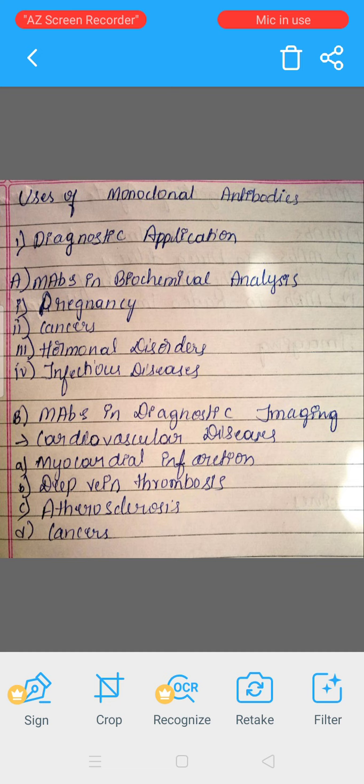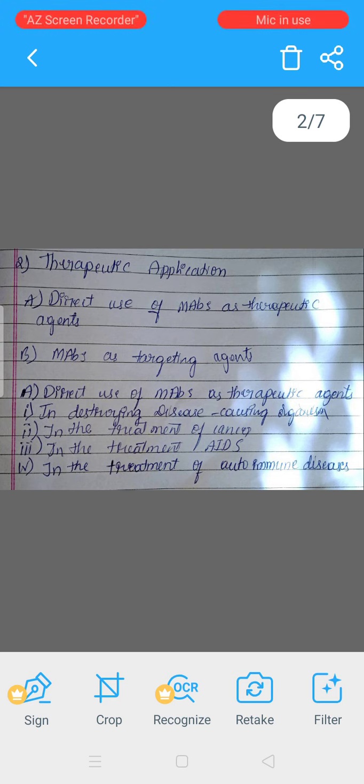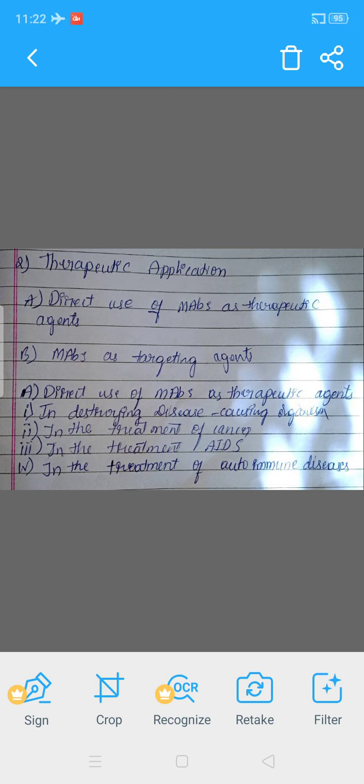And next one, therapeutic application. Monoclonal antibodies have a wide range of therapeutic applications, and monoclonal antibodies are used in the treatment of cancer, transplantation of bone marrow and organs, autoimmune diseases, cardiovascular diseases, and infectious diseases.